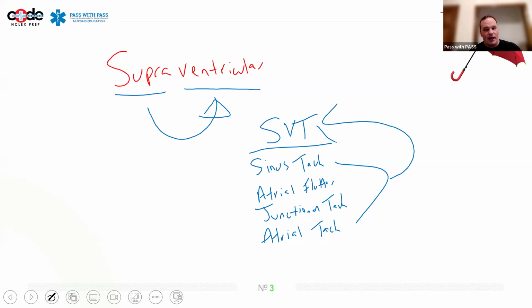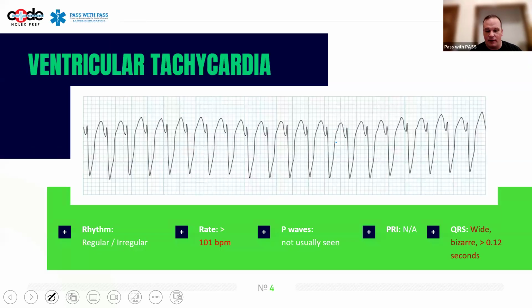So at the end of the day, I don't really care which of these four rhythms it is. All I know is it's regular, it's narrow complex, and it's super fast, meaning it's more than 150 beats per minute, and I need to do something about it. Okay, so that's SVT.